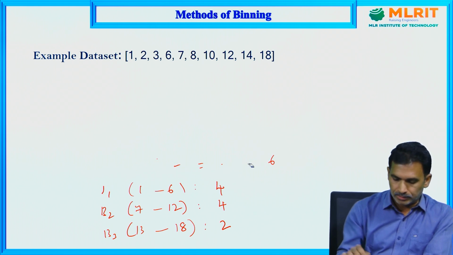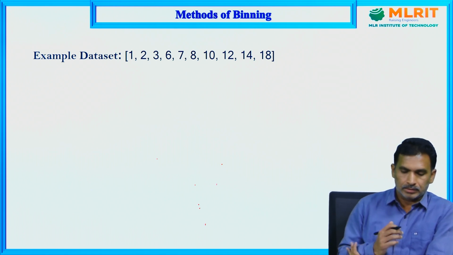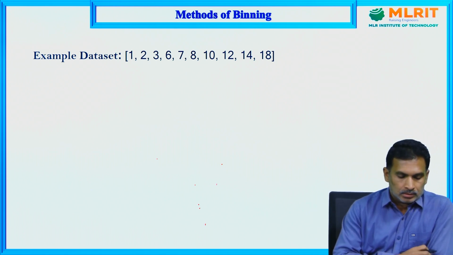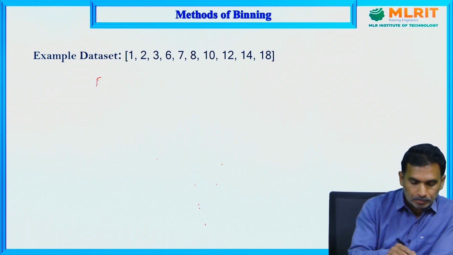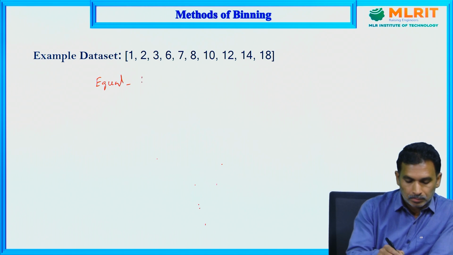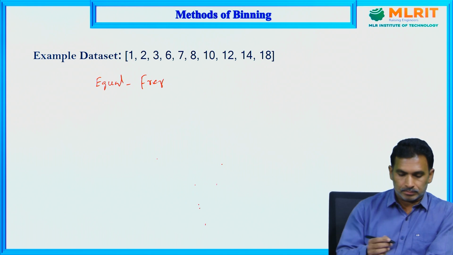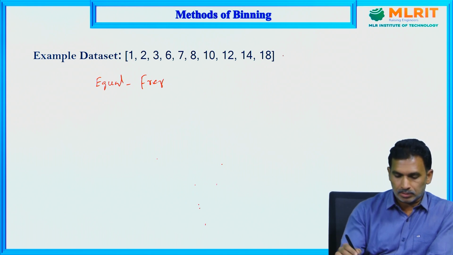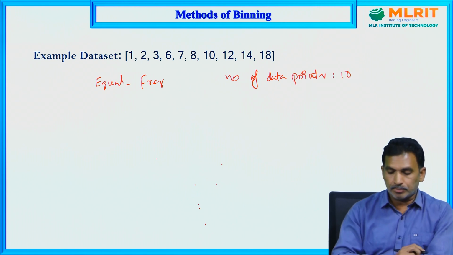Let me erase this part first. So now how are we going to divide this data set to draw the histogram based on equal frequency? First we have to find out the number of data points in the given data set. The number of data points in this data set is 10.